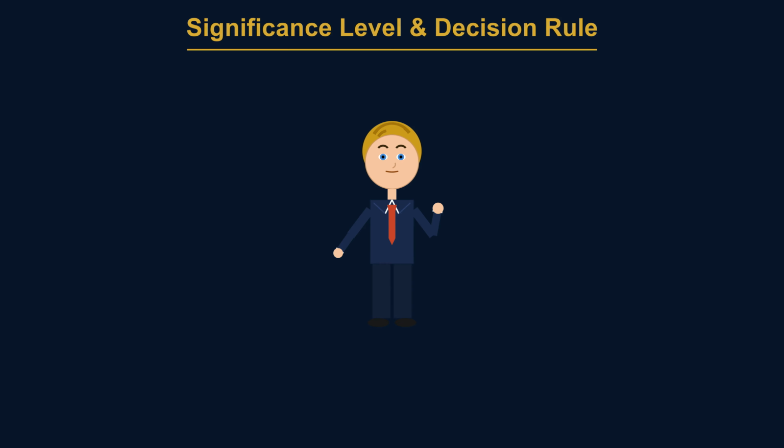Today we're going to be covering the significance level and the decision rule. In the last video, we learned what a p-value is. It gives the probability of your result under the null hypothesis. Today we're answering the follow-up question. Once you have a p-value, how do you decide whether it's small enough to act on?